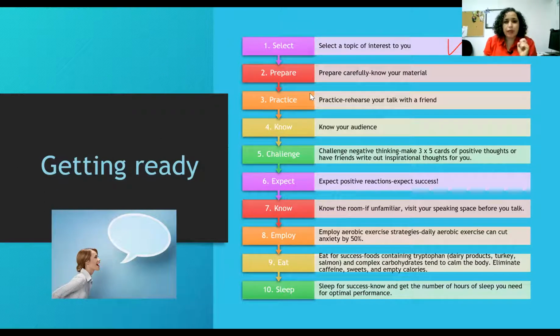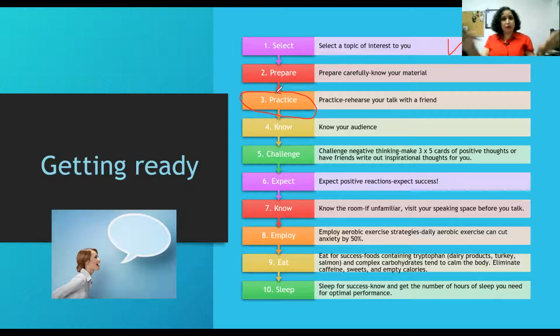Number two, prepare. Once you have selected the topic, you need to prepare. And of course, you need to carefully know your material. When you are speaking to an audience, you are responsible for that information, that data, that material that you are going to talk about. And you need to take the time for preparation. That's why it's number two. And number three, which is super, super important. You need to remember this. This is very, very important. Practice.